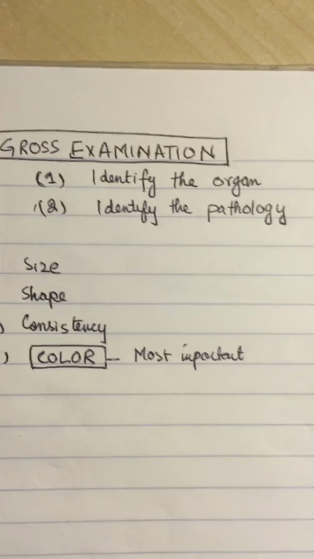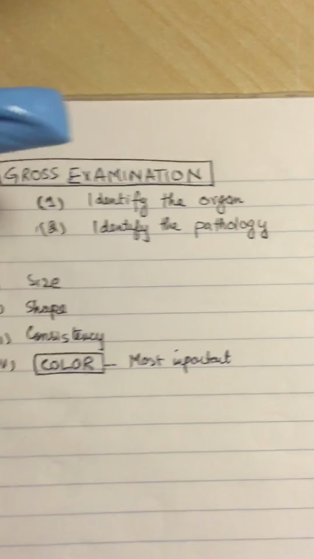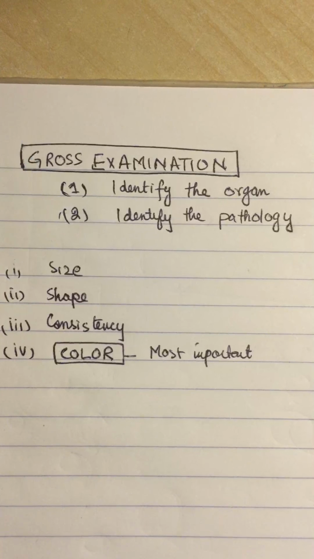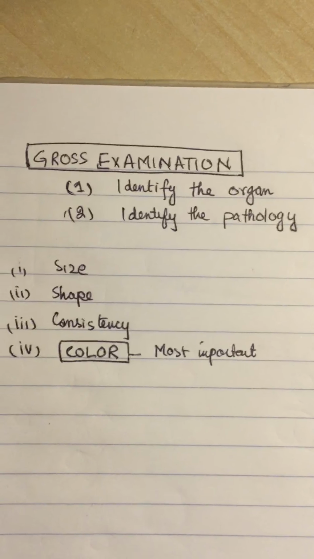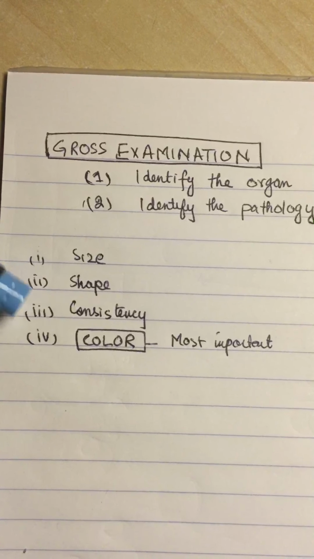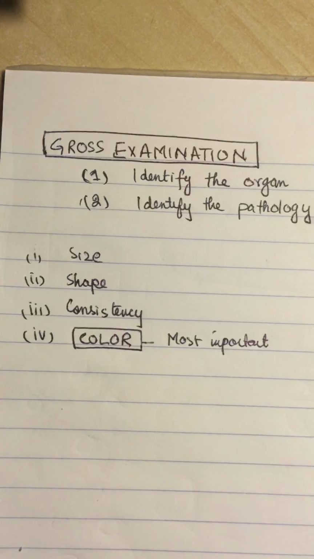When we are grossly examining an organ, we look for two things. One is, can we identify the organ, and the other is, can we identify the pathology. So there are four main things that we look for in an organ when we are grossly examining it.